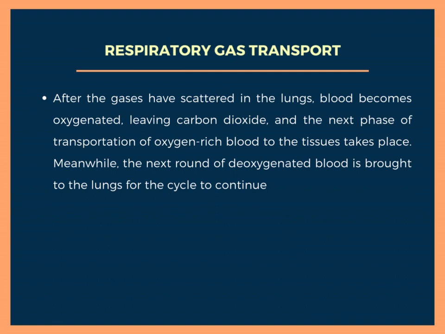Now lastly, we have respiratory gas transport. After the gases have scattered in the lungs, blood becomes oxygenated, leaving carbon dioxide. And the next phase of transportation of oxygen-rich blood to the tissues takes place. Meanwhile, the next round of deoxygenated blood is brought to the lungs for the cycle to continue.